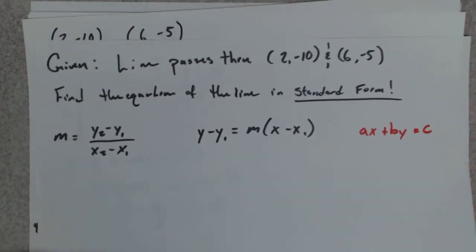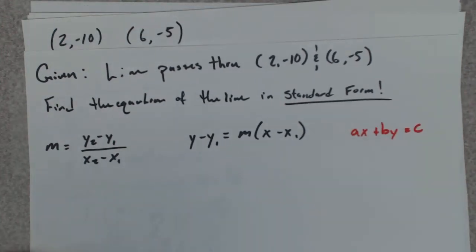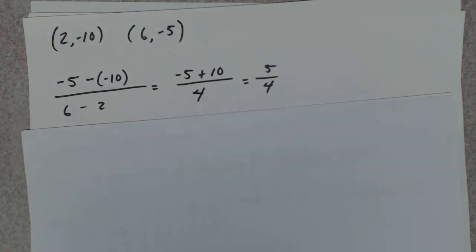So if we start here with those 2 points, 2, -10, and 6, -5. First off, we're going to find the slope. So we just plug that into the slope formula. I come up with 5/4.